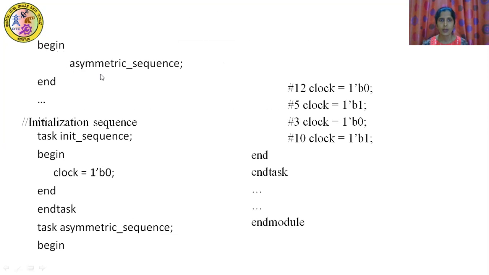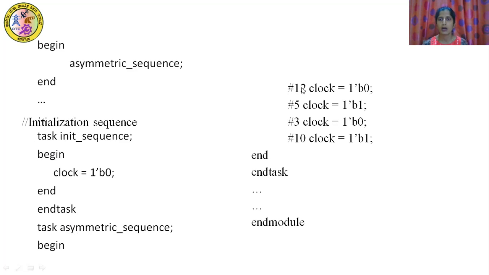So begin, asymmetric sequence. So here we have written a task for initialization sequence to initialize the clock. The task begins with the keyword begin, where we have initialized clock equal to 1-bit binary 0, and the task ends with the keyword endtask. And here this is the task asymmetric_sequence. Keyword task followed by the name of the task. So beginning of the task.